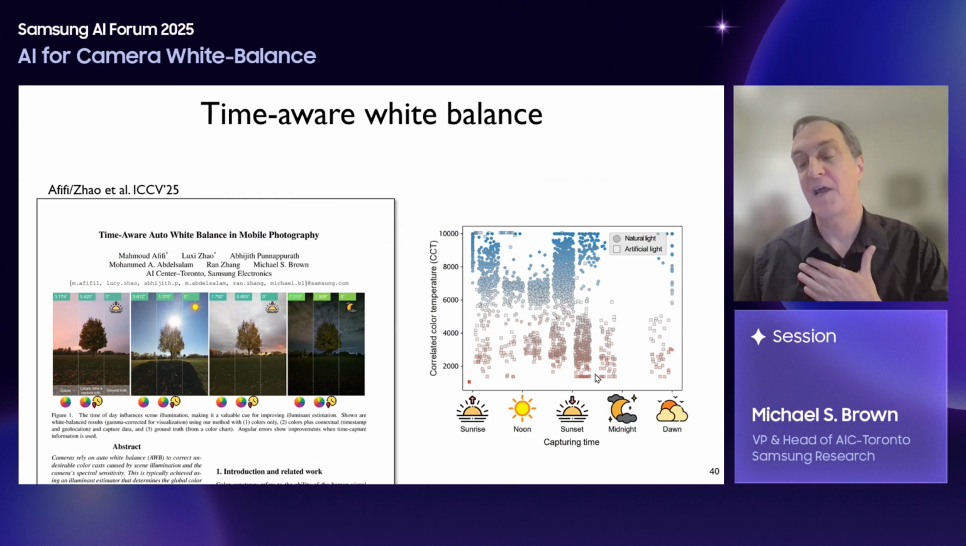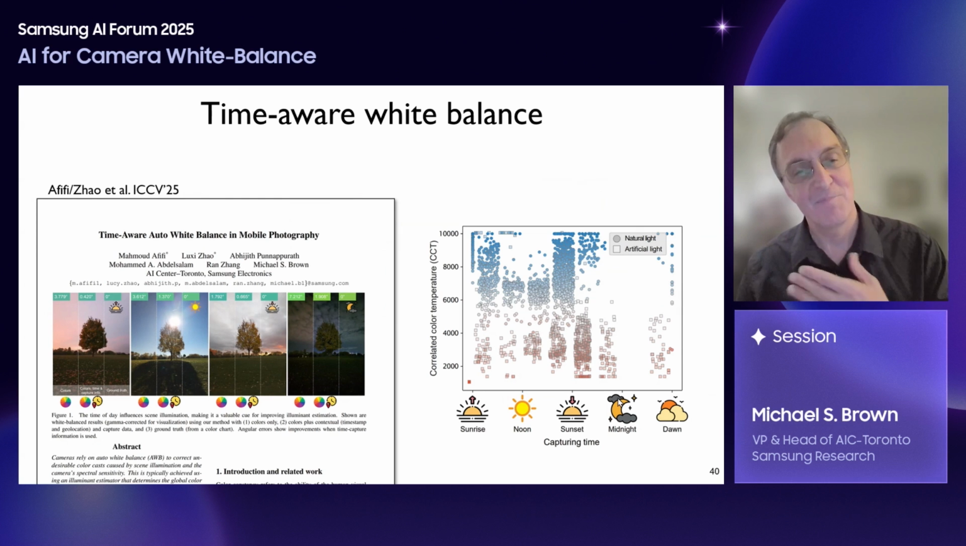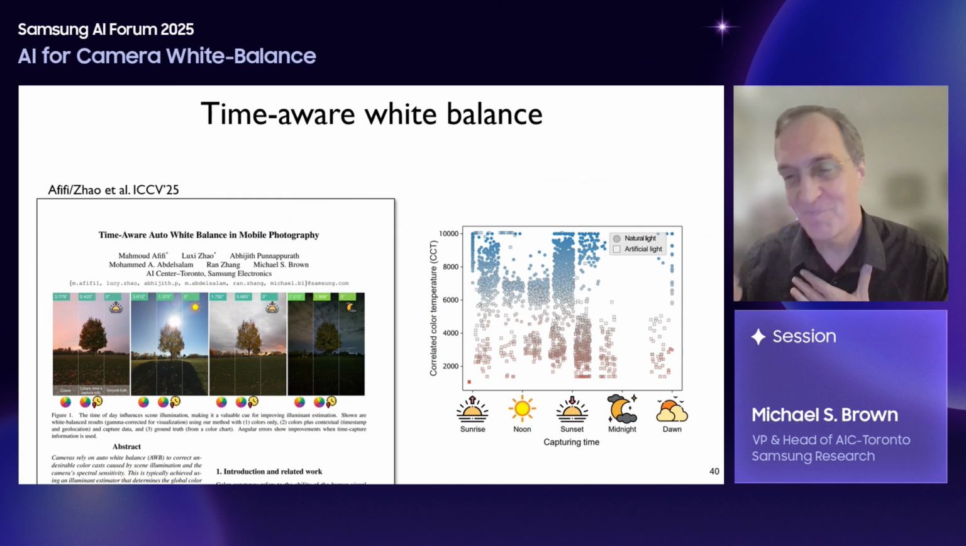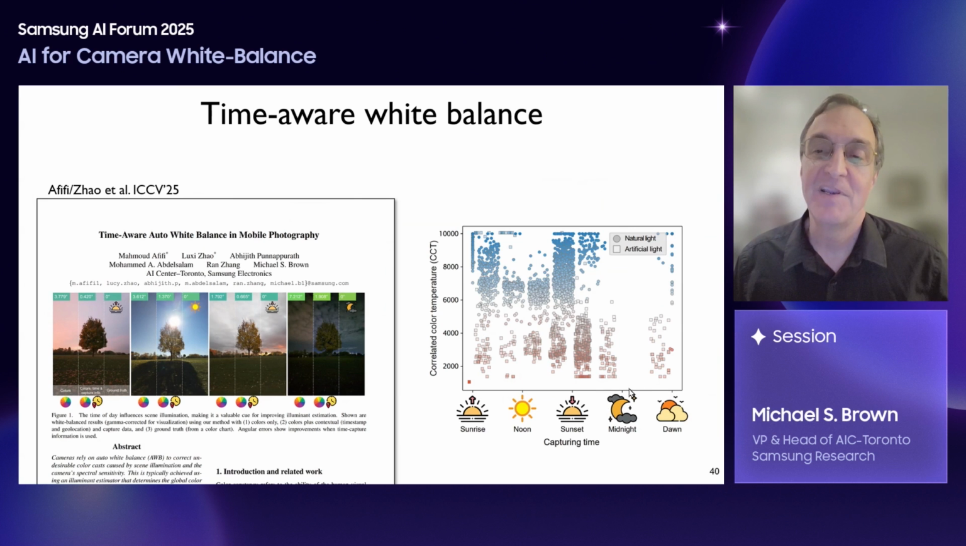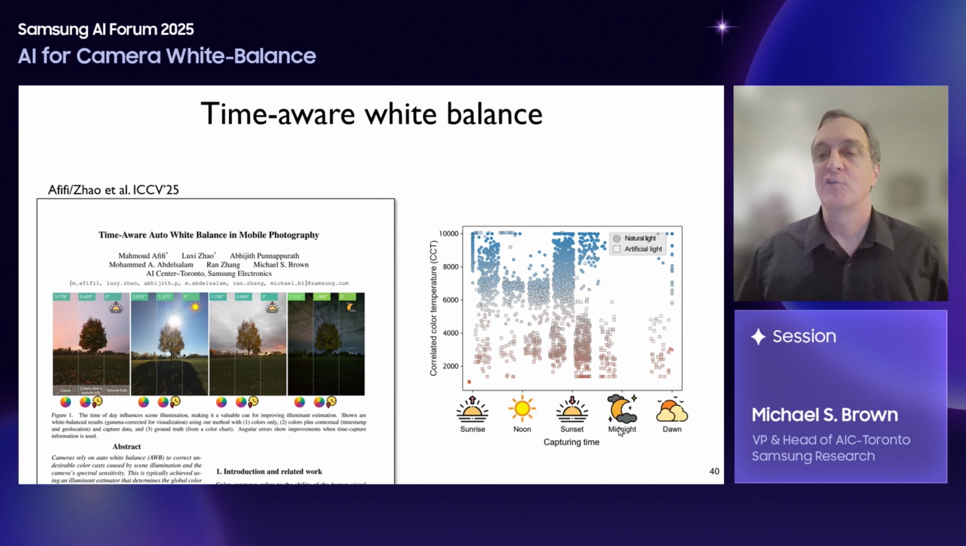So for instance, right now for me, and one reason I'm a little bit tired and speaking slowly is because it's midnight. So at midnight, there's not much outdoor illumination.